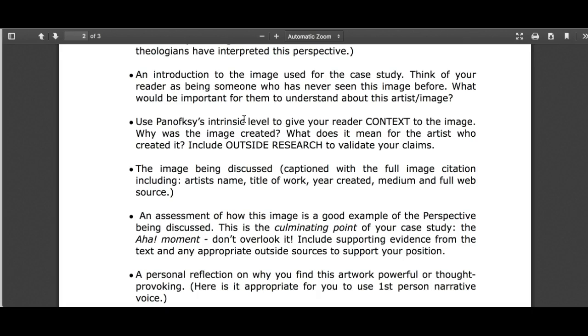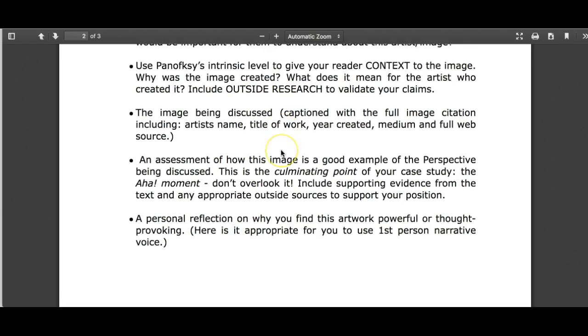So why was this image created? What does it mean for the artist who created it? Include outside research here to validate your claims.